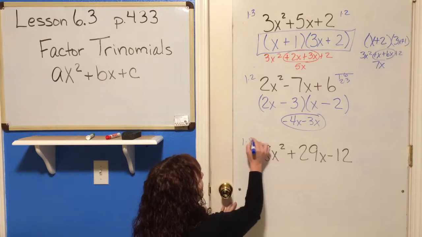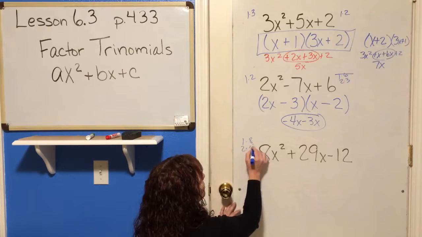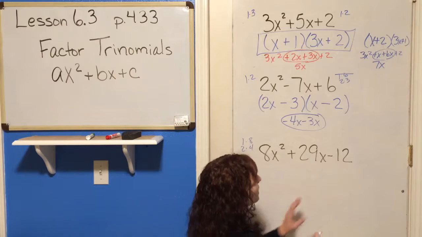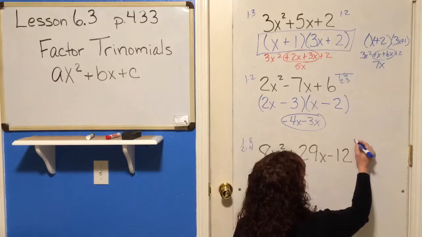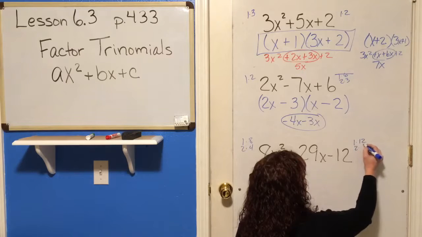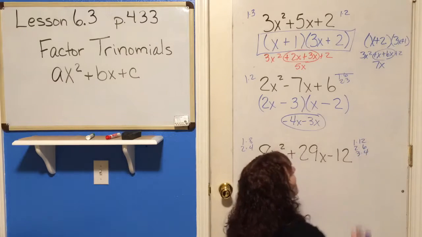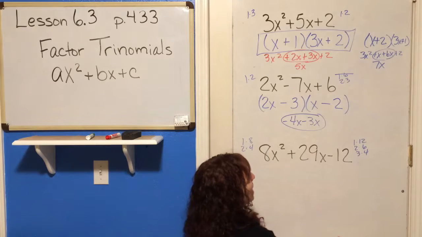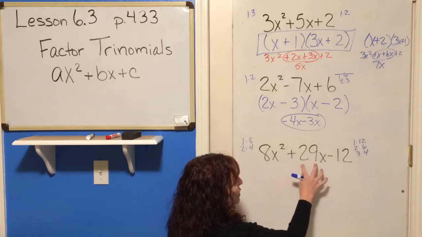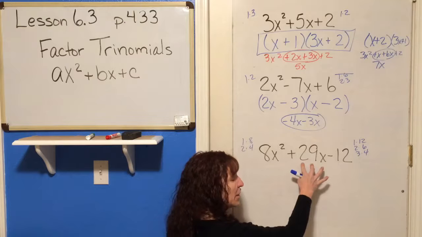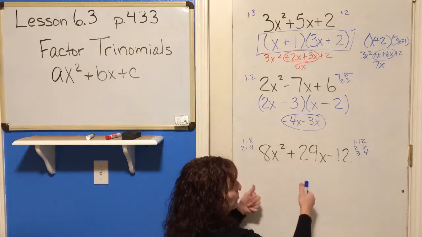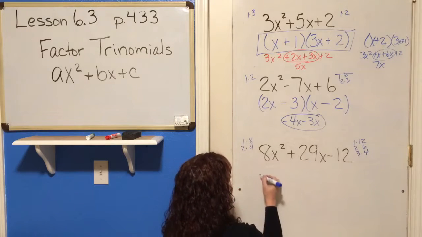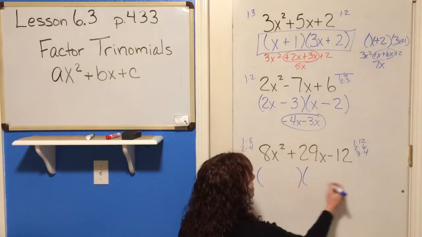We've got 1 and 8. We've got 2 and 4. And over here, we've got 1 and 12, 2 and 6, and 3 and 4. Lots and lots of choices. So I'm going to tell you already that to get a number 29 in the middle, you're going to need probably your larger numbers. So let's just start with the 1 and the 8.